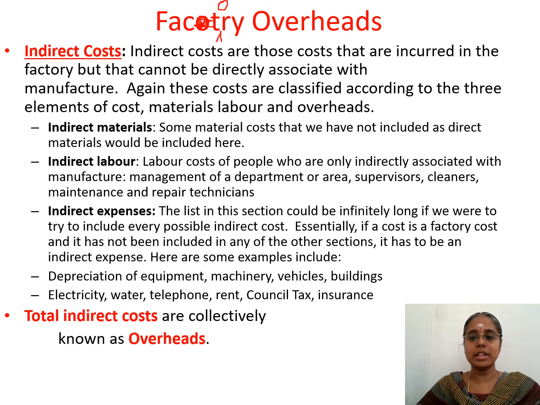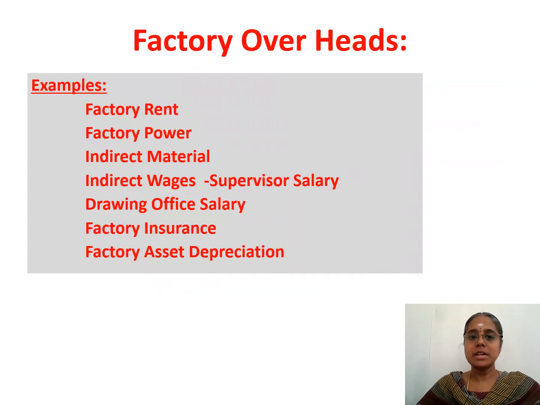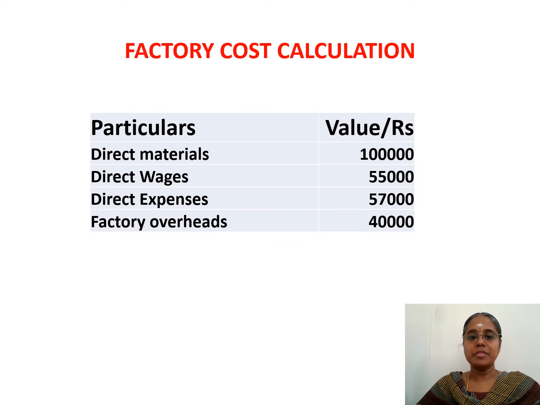The examples of factory overheads: factory rent, power, indirect material, indirect wages, supervisor salary, drawing officer salary, factory insurance, the asset depreciation. So we saw already. Now we have some simple calculation, factory cost calculation. We have the following particulars: direct material, direct wages, direct expenses, and factory overheads.